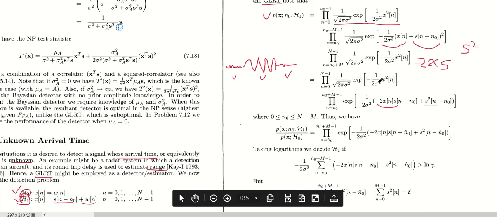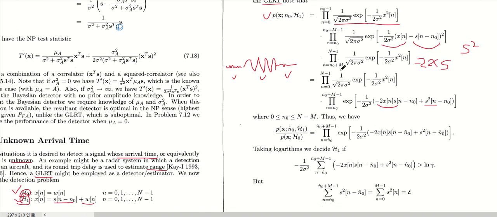Now you have a whole bunch of Gaussian distributions, and their square root of 2 pi sigma squared terms are put together here. And then the other part is the exponent part that includes s.